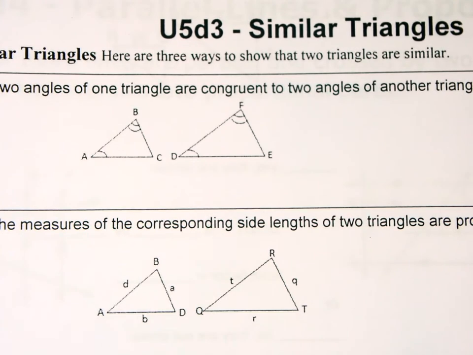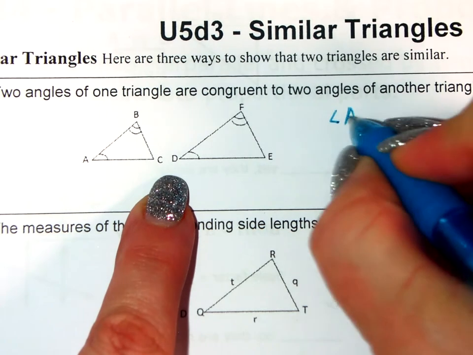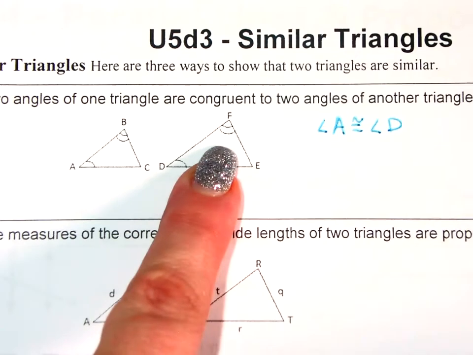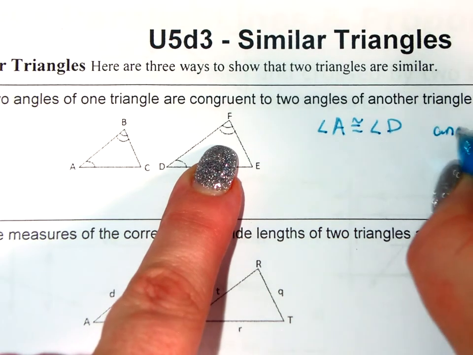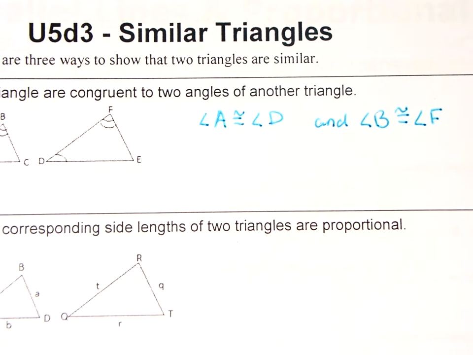I can see by matching arc marks that angle A and angle D are congruent. And I can see angle B and angle F are congruent. And with 2 pairs of congruent angles, that's enough to say you have similar triangles. We don't know if we have congruent triangles, but we definitely have similar triangles. If 2 pairs of angles are congruent, you have similar triangles by angle-angle similarity.